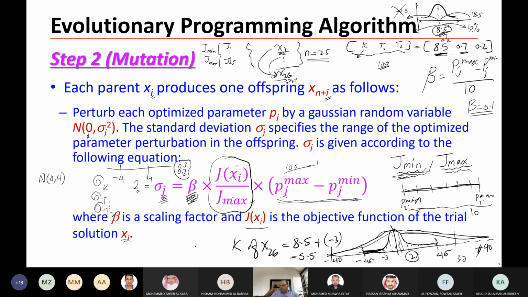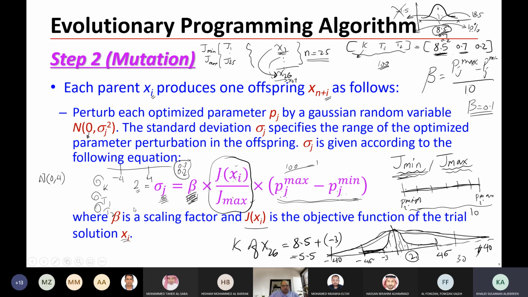You can implement it, but definitely with the Gaussian distribution, you will focus more on the good solutions. You focus more within the neighborhood of this solution. But definitely you can implement it, no problem. Very clear. Thank you very much, doctor. Thank you.